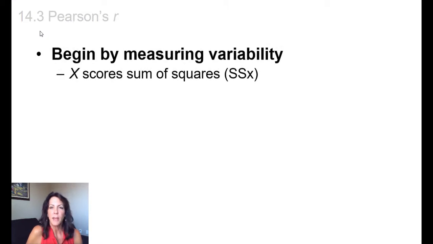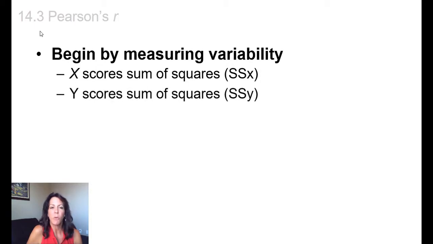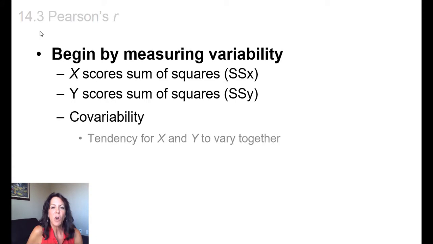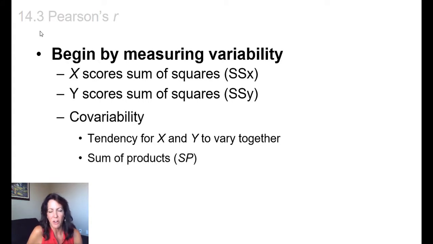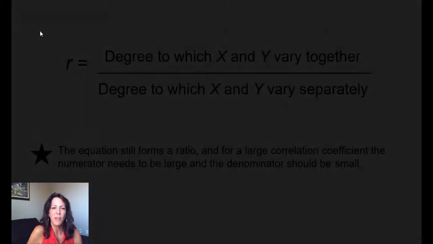So we begin in our Pearson's calculation by measuring variability. We look at the variability of the X scores by finding the sum of squares. We find the variability of the Y scores by finding the sum of squares. Then we look at covariability, the tendency for X and Y to vary together. And we use something called the sum of products in our calculation. And I'll talk with you more about that in the next video.